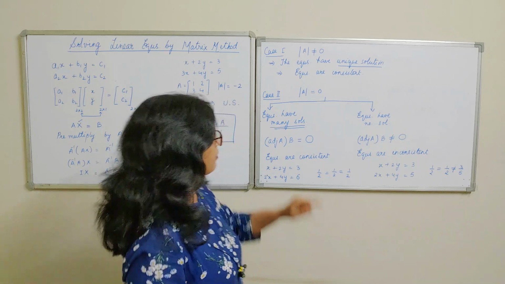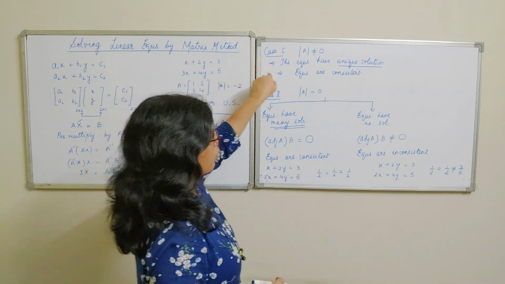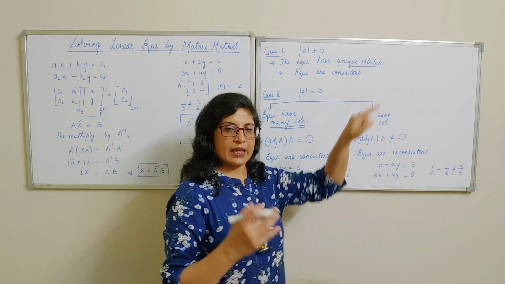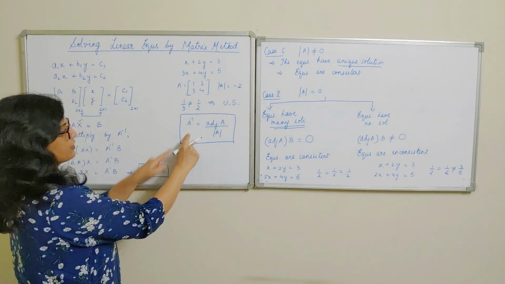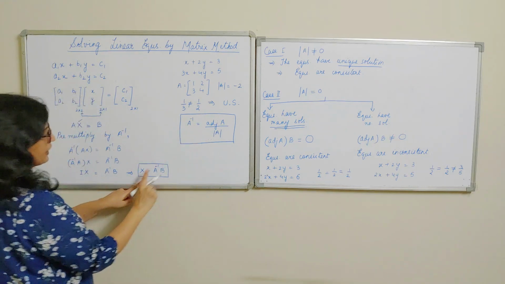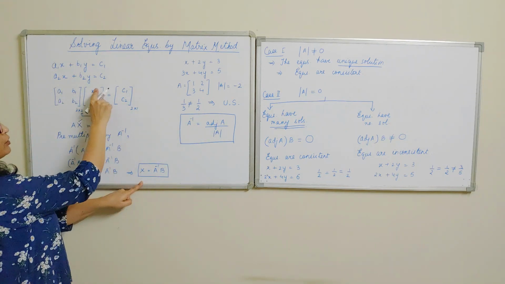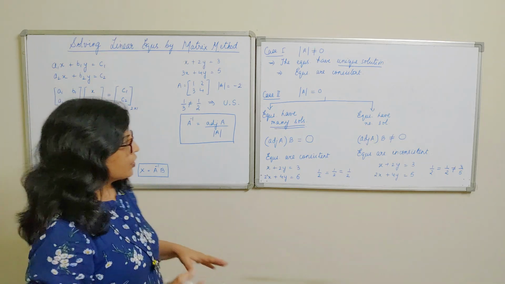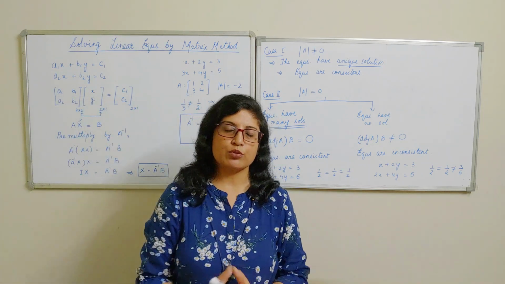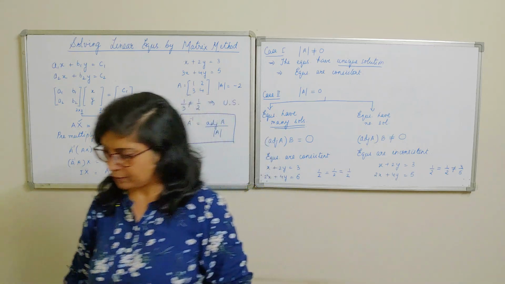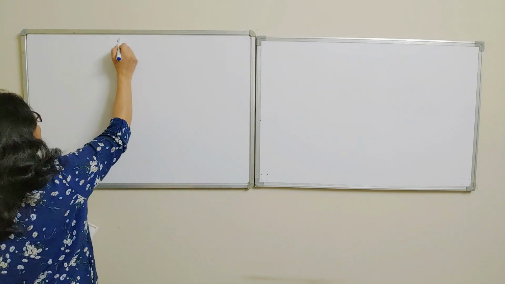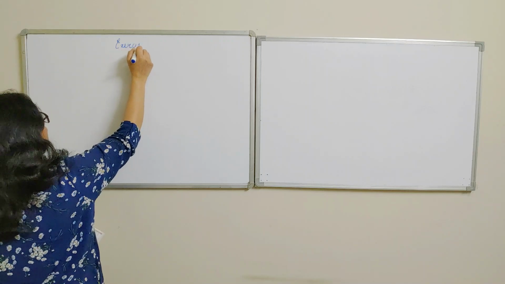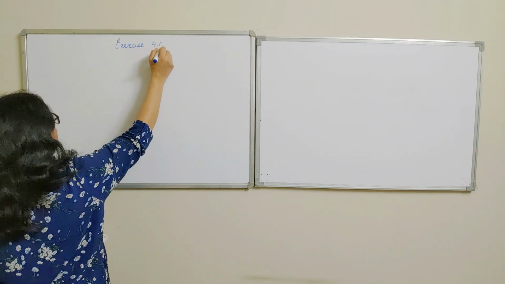So what exactly is in our syllabus is this particular case. Equations will have unique solution, and then we can find out the unique solution. How do we find the unique solution? Using this. Find out the inverse of matrix and then find out the matrix X. Hence we are able to obtain the variables x and y. So now we are going to use these concepts to solve questions from exercise 4.6.